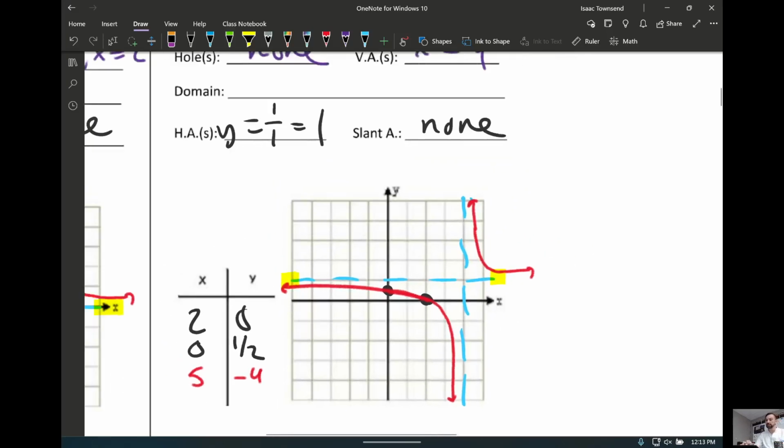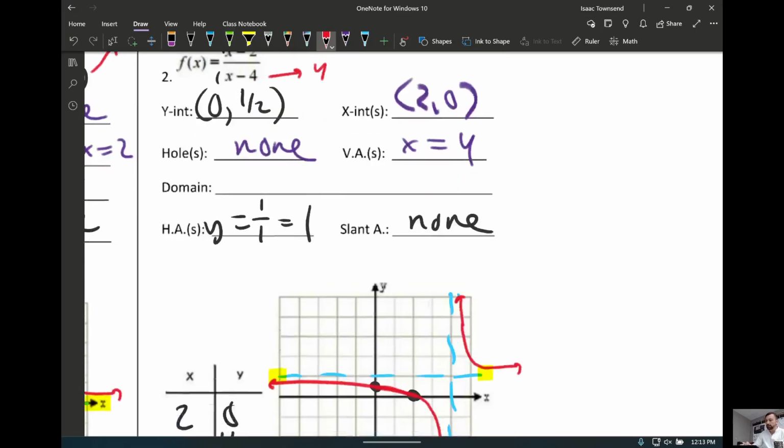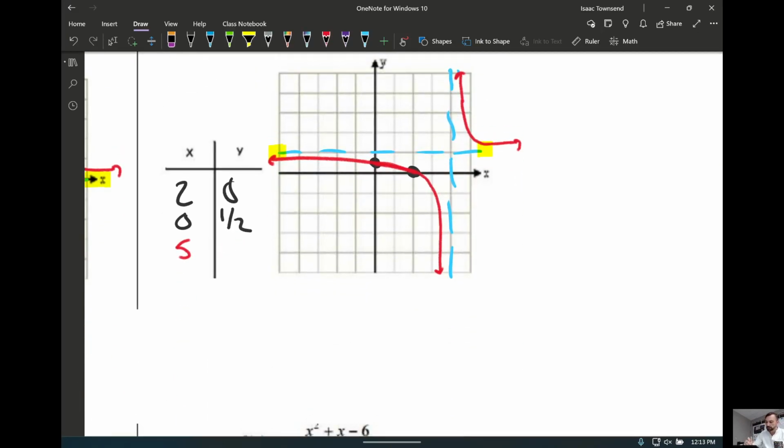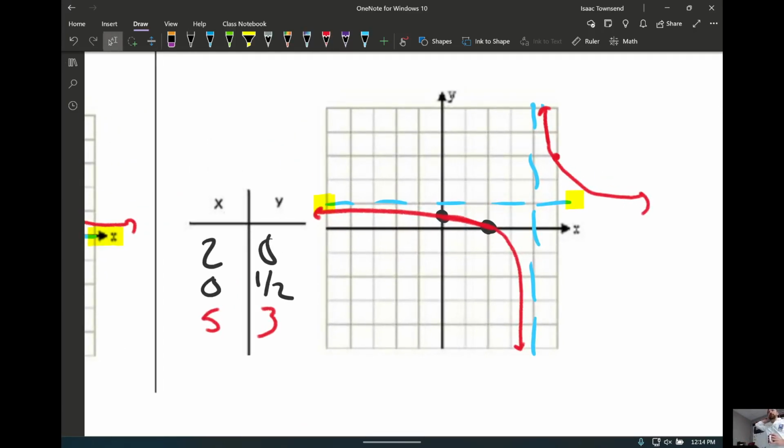But if we actually did that, this one's easy to do. If I plug in 5 for x, I would get 3 over 1, which would be 3. So when x is 5, y is supposed to be 3. So if I did that, I could make it a tiny bit more accurate, but it's already pretty good. So these won't be perfect graphs because we're not doing a million points, but they should be pretty accurate.